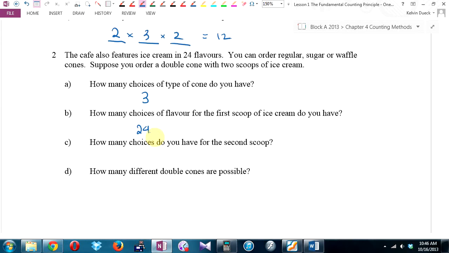So you've purchased ice cream before. Is there any rule that says that you can't get 2 scoops of the same flavor? You are allowed to repeat, so how many choices do we have? 24. How many different double cones are possible? Cone, scoop 1, scoop 2, 3 blanks, 3 times 24 times 24. And we're already approaching the level of we wouldn't want to bother counting and listing all of these. What is the answer?